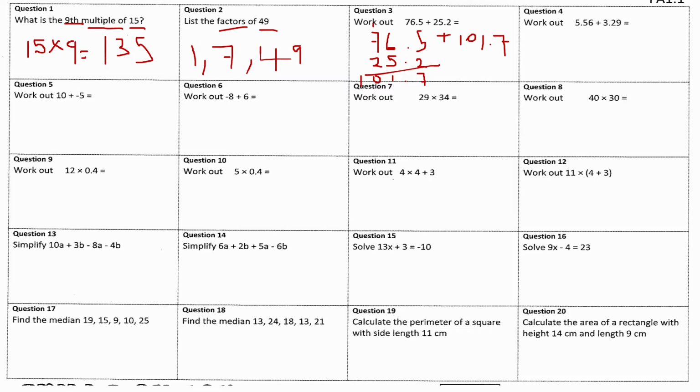Question 4, again we are adding decimals, so 5.56 plus 3.29. So this is fantastic revision, guys, for you to have a go at as well. 6 plus 9 is 15. 5 carry the 1. 5 plus 2 is 7. Add that extra 1 is 8. Put decimal point there. 5 add 3 is 8. So it's 8.85.